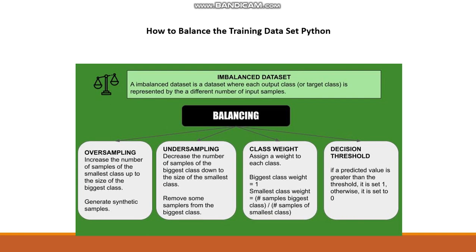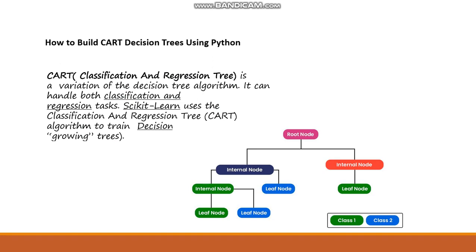Now class weight: assign a weight to each class. The biggest class weight equals 1, and the smallest class weight equals the number of samples of the biggest class divided by the number of samples of the smallest class. Now decision threshold: if a predicted value is greater than the threshold, it is set to 1, otherwise it is set to 0. How to build CART decision tree using Python.